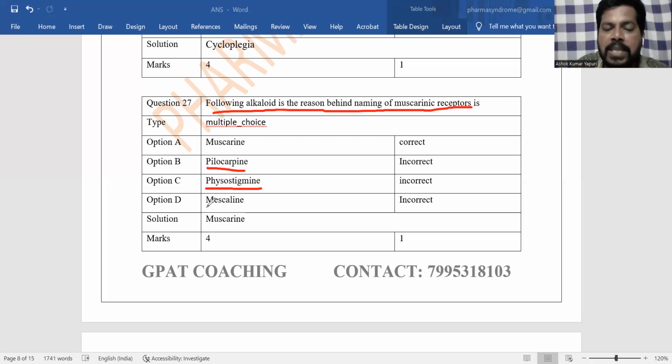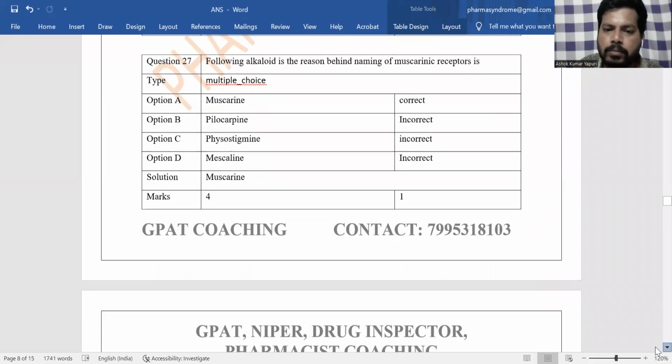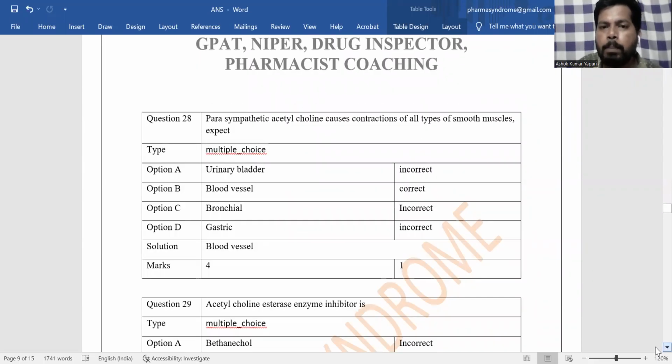Next, mescaline comes under hallucinogenic agents, and the answer is muscarine. Muscarine is from Amanita muscaria, a mushroom, and muscarine is an agonist at muscarinic receptors, the cholinergic receptors. Based on the name muscarine, the receptor was named the muscarinic receptor. There are 5 types of muscarinic receptors, all belonging to G protein coupled receptors. So the answer is muscarine.